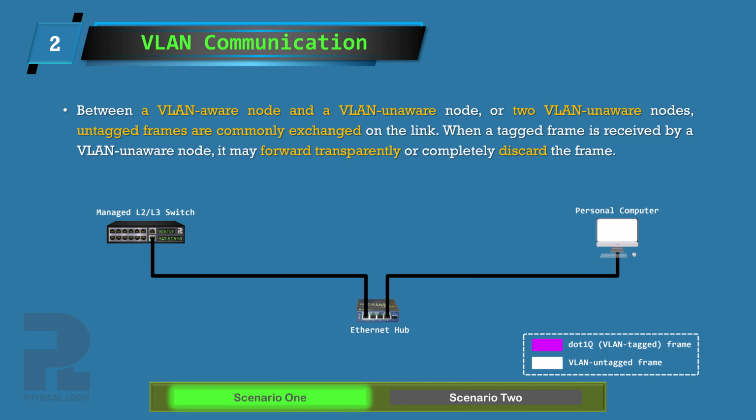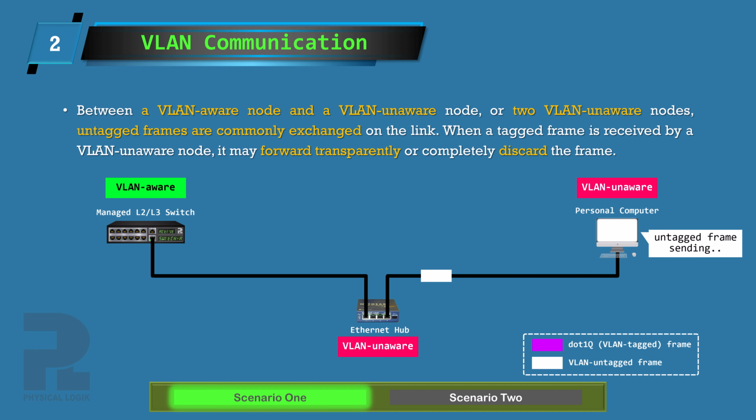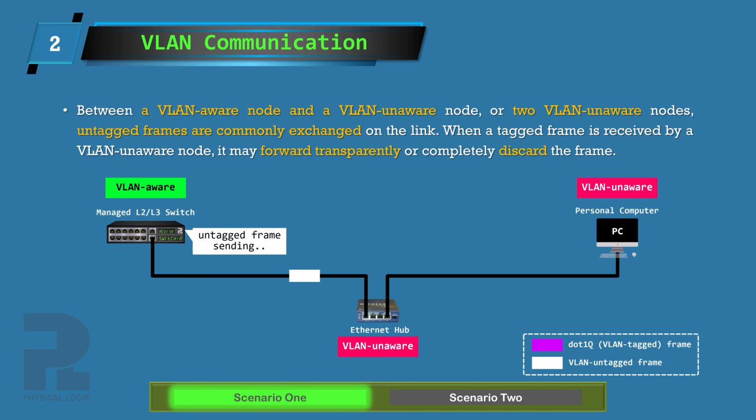A normal communication between a VLAN-aware node and a VLAN-unaware node involves exchanging data frames that do not contain any VLAN tags, meaning only untagged frames can be sent and received on this link. In situations where VLANs are misconfigured, a VLAN-aware node may send a .1q frame to a VLAN-unaware node. In this case, this tagged traffic may be forwarded transparently as normal or completely discarded. The latter case will result in subsequent communication failures.